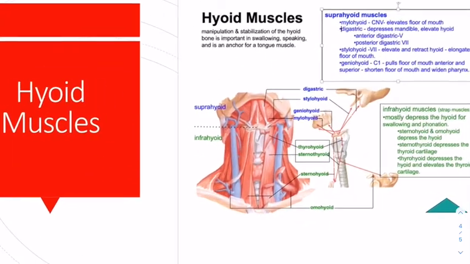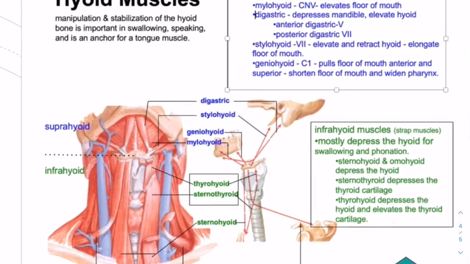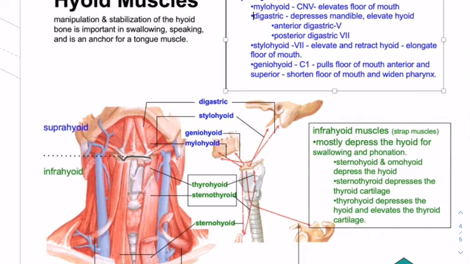Hyoid muscles. We can see over here that the hyoid bone is right here. Everything that is superior is considered suprahyoid, and everything that's inferior is considered infrahyoid. We have four muscles in each region, and starting with the suprahyoid, we have the mylohyoid, which elevates the floor of the mouth.